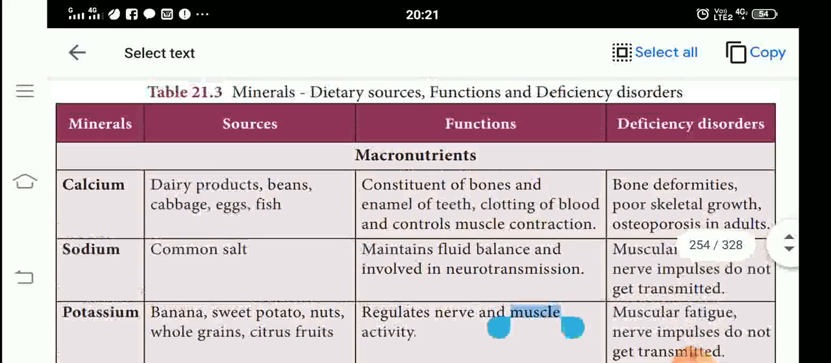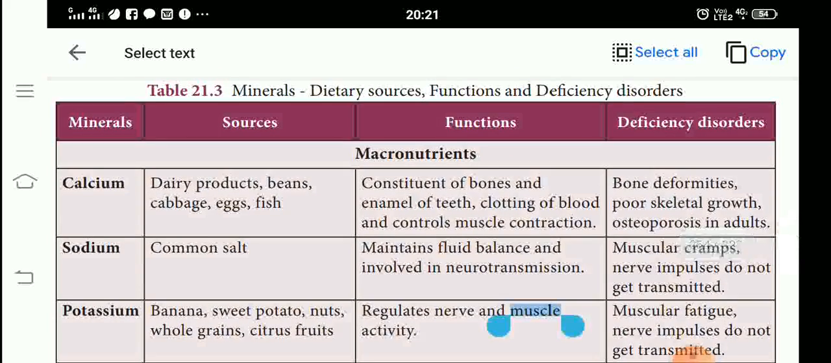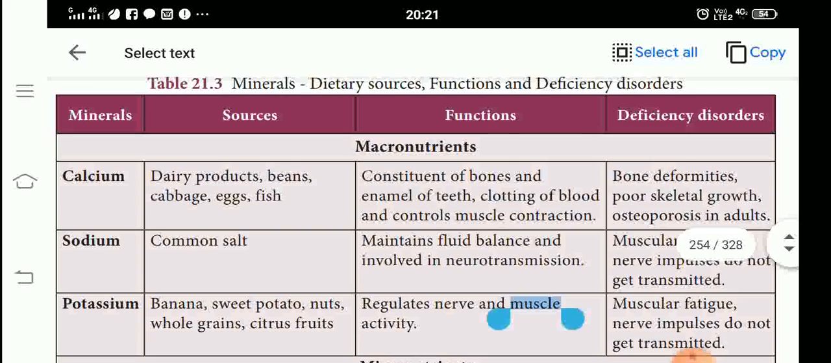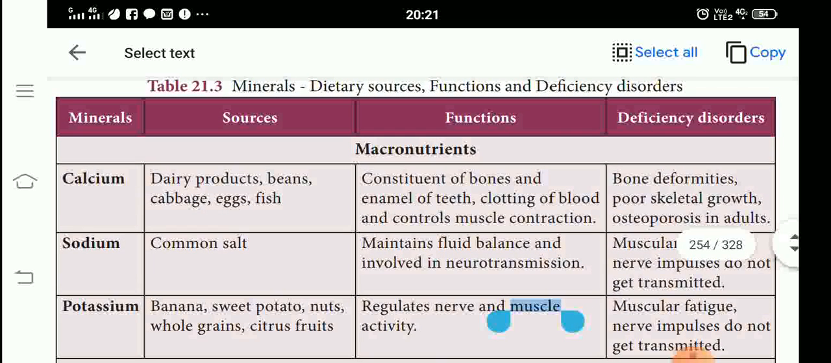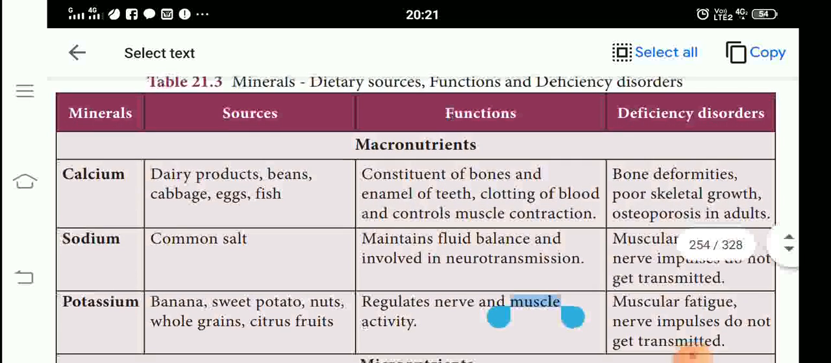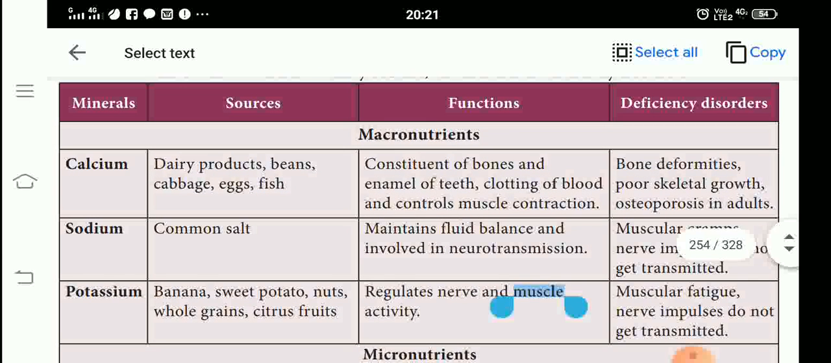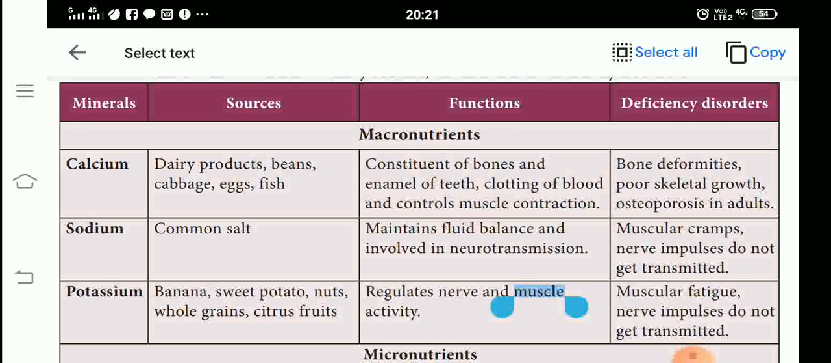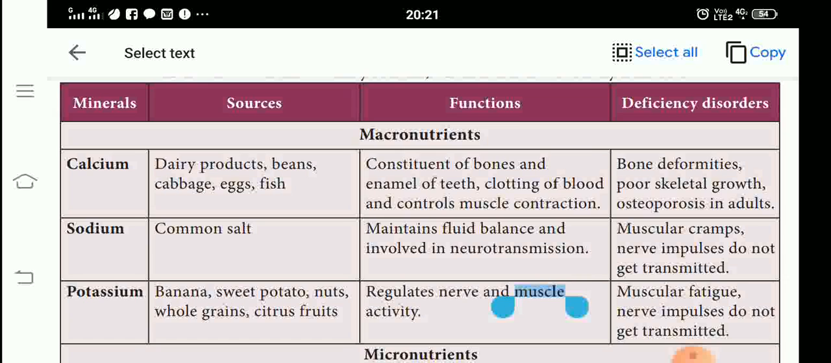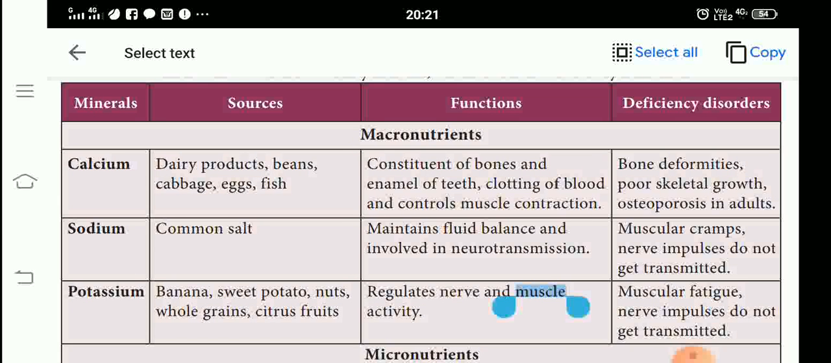Then function. What is the function of this calcium? It is a constituent of bones. That is, bone is mainly formed of calcium. Calcium gets deposited, and due to the deposition of this calcium, the bones get strong. Then enamel of the teeth. The tooth enamel is formed of calcium.